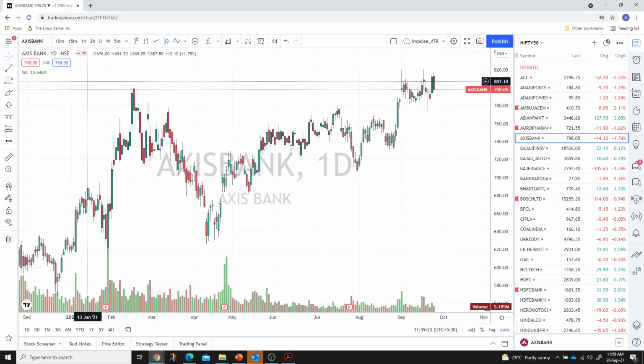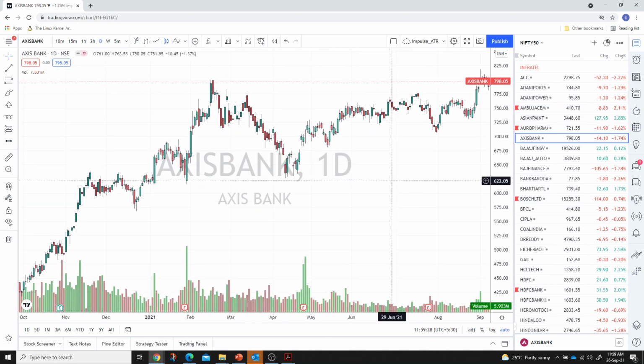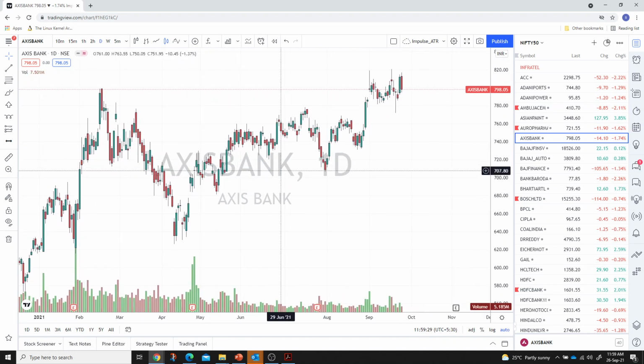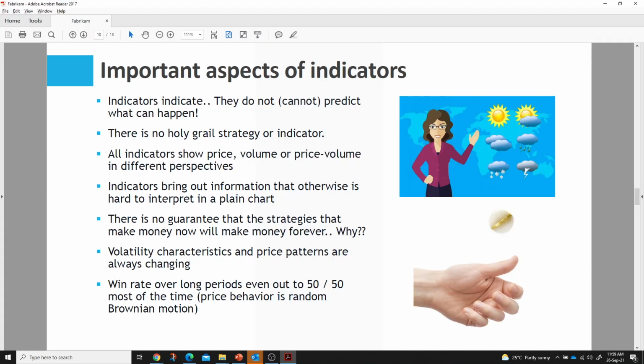And for people who are pure price action players, it is probably very easy to make sense. Without even drawing anything, I can say this is a good support, and then I'll go long. But most people would want some kind of assurance, some kind of confirmation, and for them indicators are used. For example, here you see a range breakout with good volume follow up, maybe go long. Okay, then there is no guarantee that the strategies that make money now will make money forever.